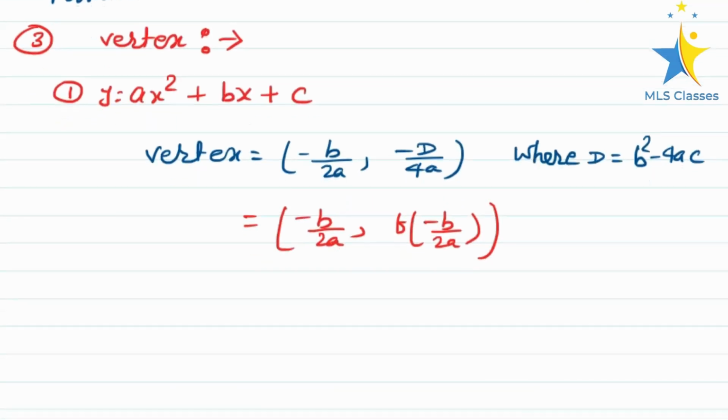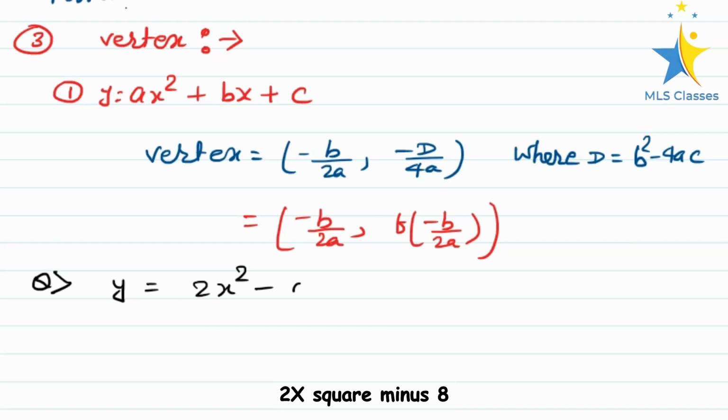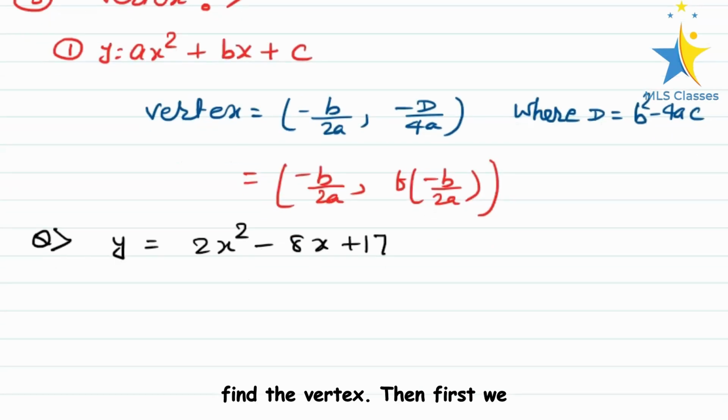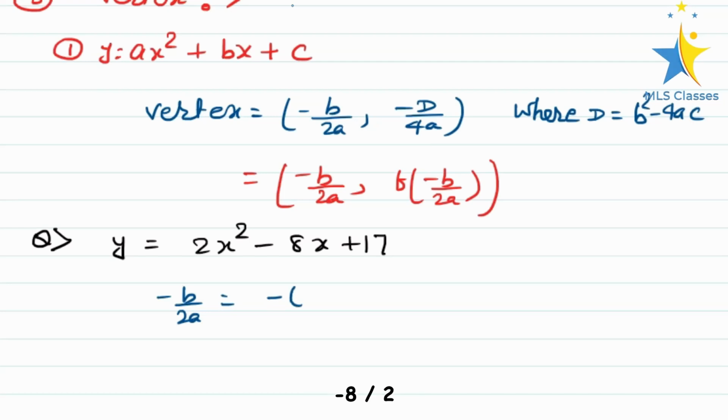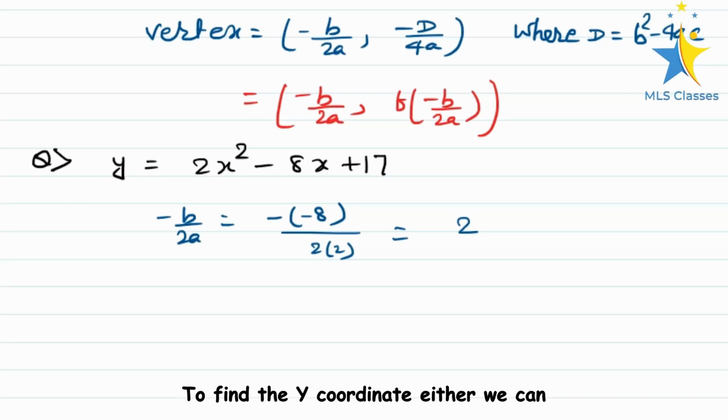Let's see an example. Suppose the question is y is equal to 2x square minus 8x plus 17, and suppose we need to find the vertex. Then first we can do minus b over 2a, which is minus of minus 8 divided by 2 times 2. So we are getting just 2. That is the x coordinate. To find the y coordinate, either we can use this or this.